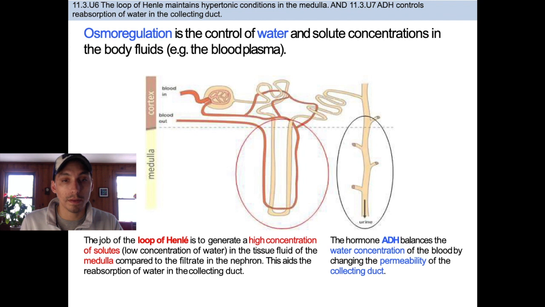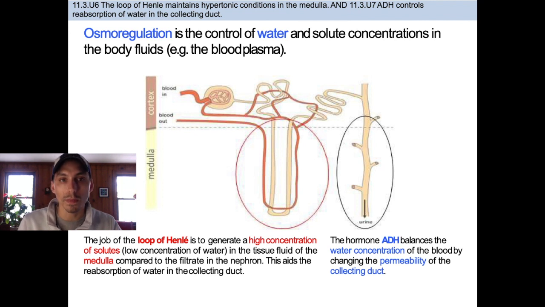So the job of the loop of Henle is to first generate a high concentration of solutes in the tissue fluid of the medulla. So again, we are dipping below this dotted line here, which means we are now in the medulla area of the kidney, no longer in the cortex. And so it generates a high concentration of solutes in the tissue compared to the filtrate in the nephron. And this helps in the reabsorption of water because, again, water is going to move towards a high concentration of solutes.